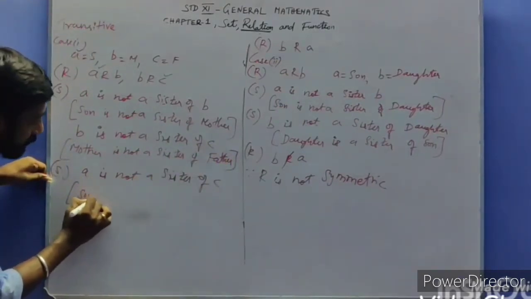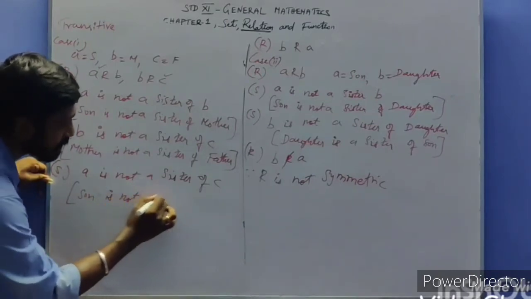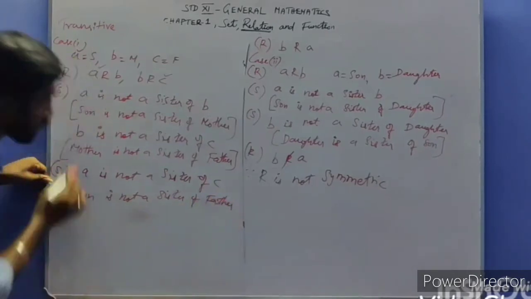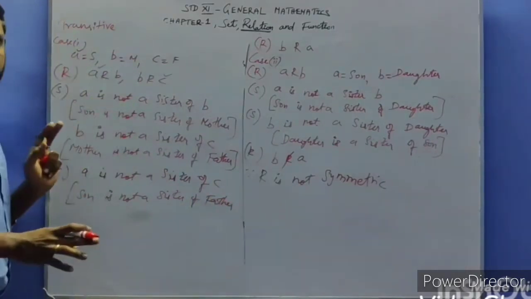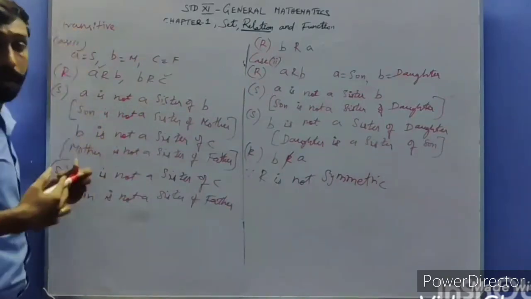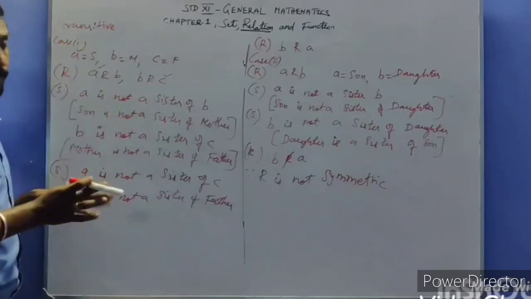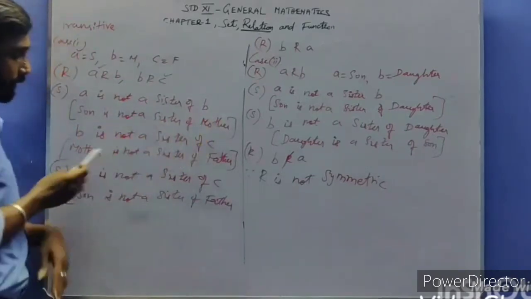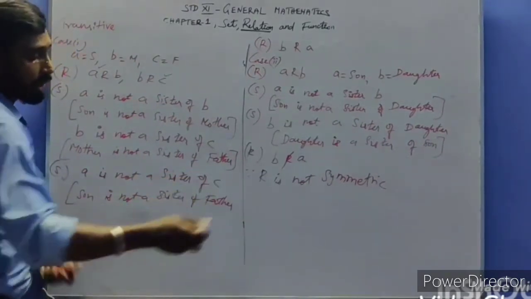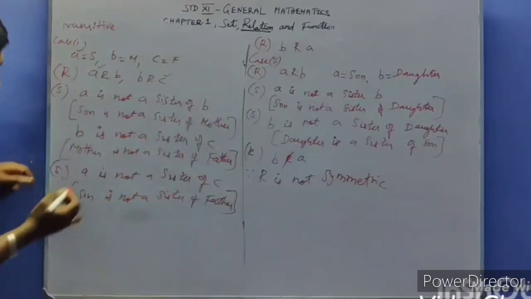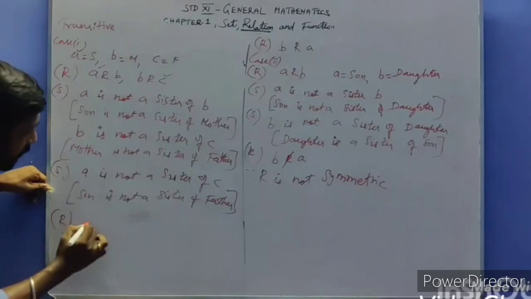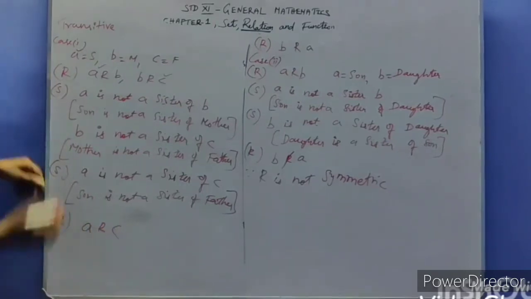Example, son is not a sister of father. The three conditions are the same, because son is not a sister of mother, mother is not a sister of father, and then son is not a sister of father. Three conditions are true. So you have to write the relation. Relation means A related to C. So it will be case 1.